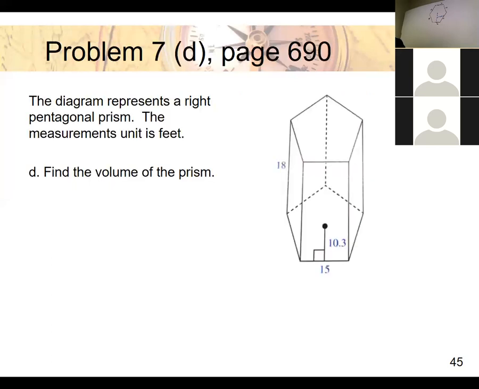Okay, let's look at one of the problems that's in the homework. Now, the homework is kind of iffy with this particular figure, because I think there are like 5 or 6 parts to that. And this is only part D, finding the volume of the prism. Okay.